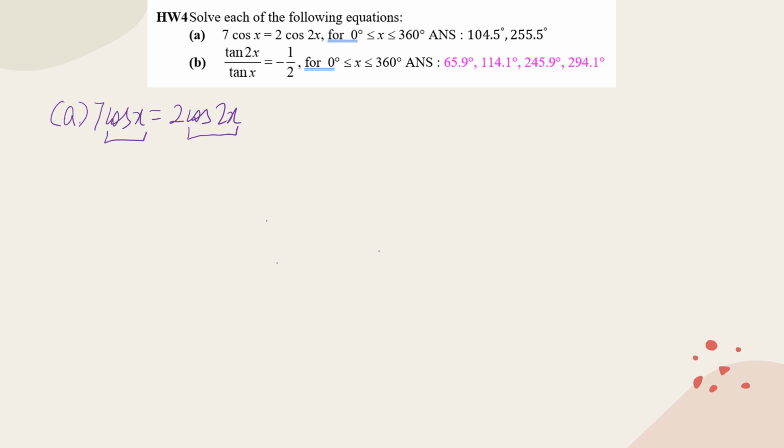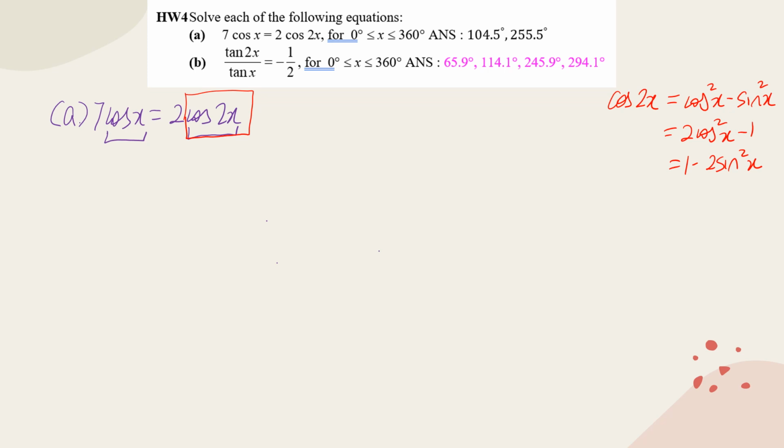Yes, we can apply the double angle formula for cosine 2x. So there are 3 formulas for cosine 2x. It can be cosine square x minus sine square x. It can be 2 cosine square x minus 1 or 1 minus 2 sine square x. So we have to make a choice here. The choice will actually determine if we can go on to solve the trigo equation.